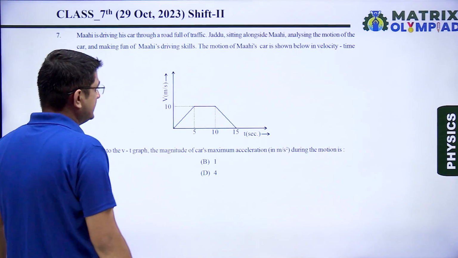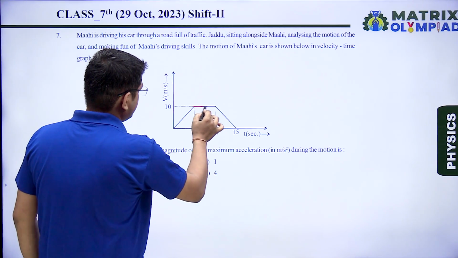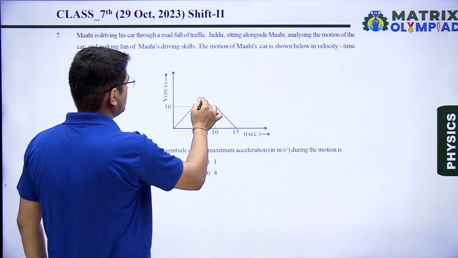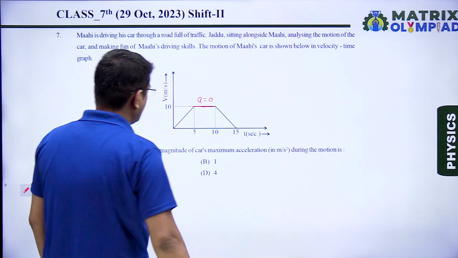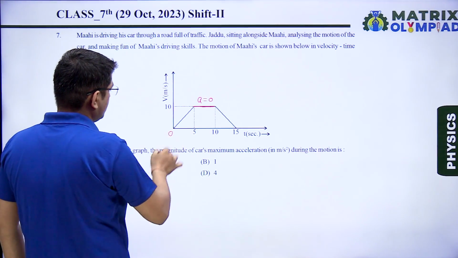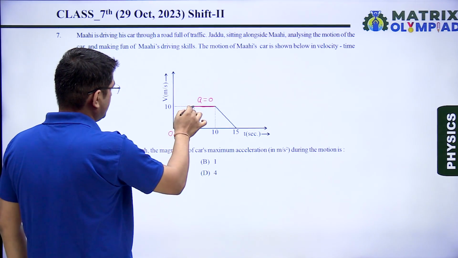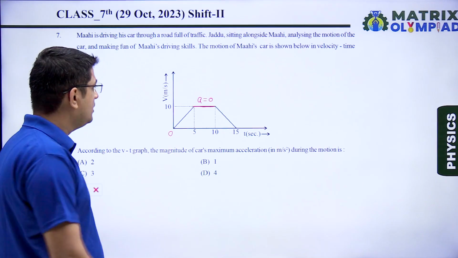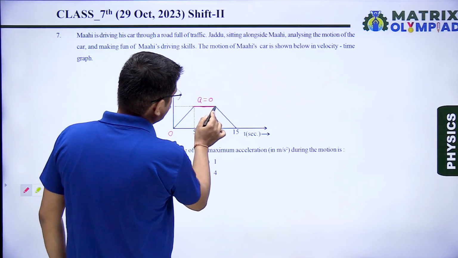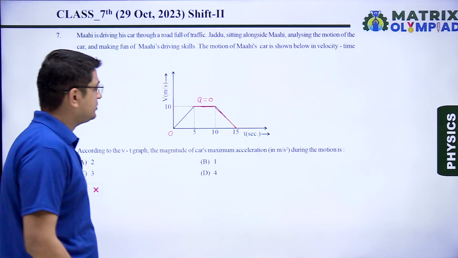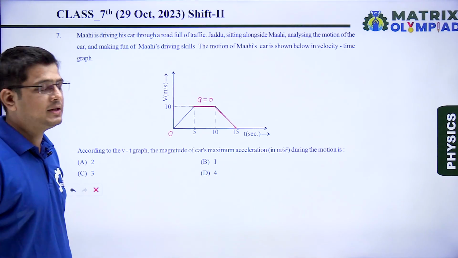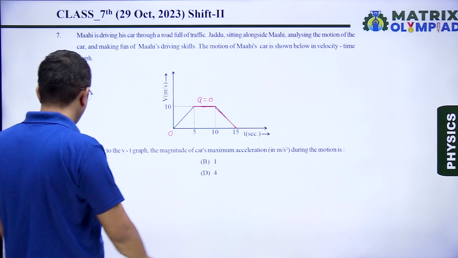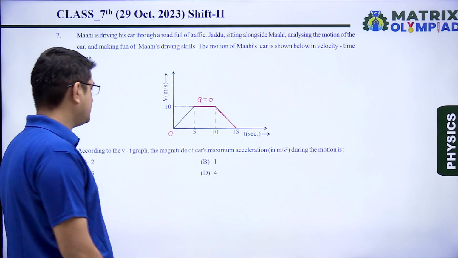As we know, at this instant the velocity is constant. That means for this part of motion, acceleration is 0. From this point, from 0 to 10 meter per second, the velocity is increasing. That means acceleration is positive. And from 10 to 0 again, the velocity is decreasing. That means in this case, we will say it is deceleration. So let us check both parts and find for which the acceleration is maximum.